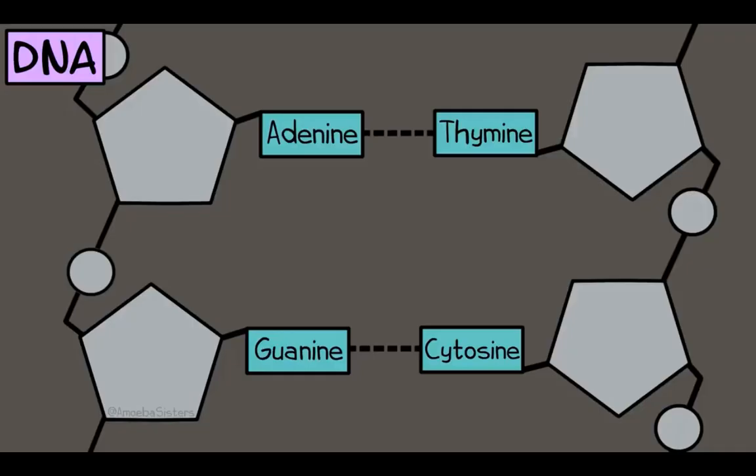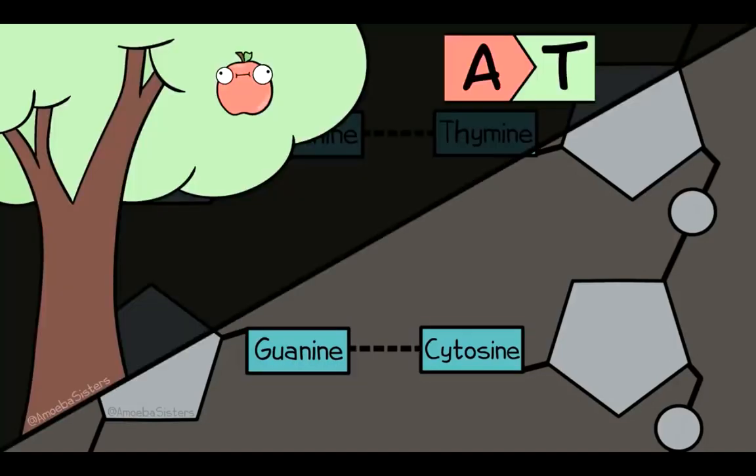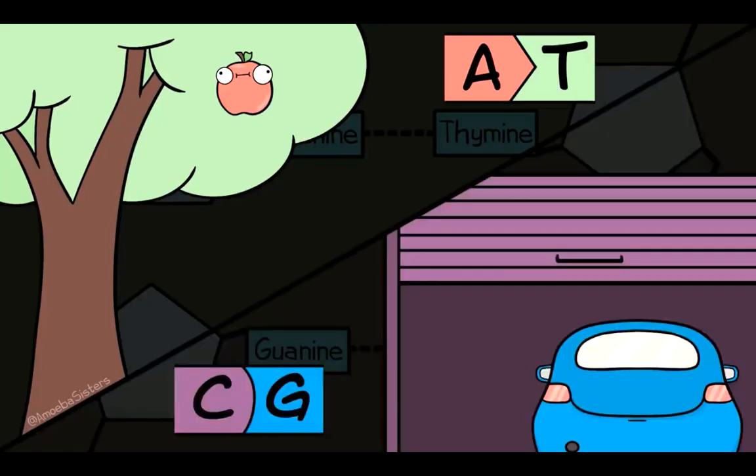The bases in DNA are adenine, thymine, guanine, and cytosine. It helps to remember the popular mnemonic: apples in the tree. That helps you remember that A goes with T, and car in the garage, so C goes with G, to understand how DNA bases pair.